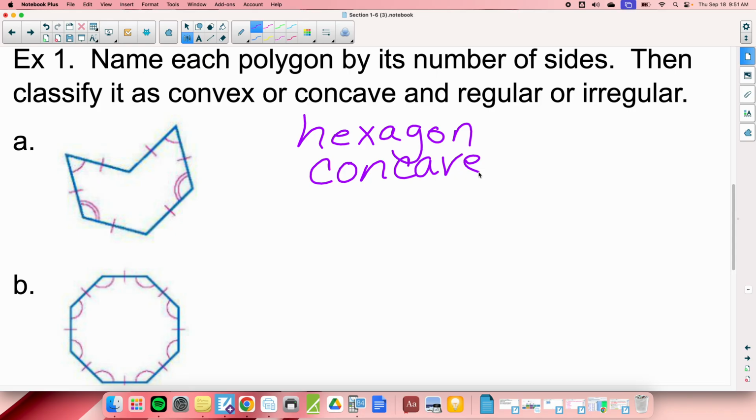Then for it to be regular, every single side has to have the same amount of dashes and every angle has to have the same amount of arcs. Is this regular? No, because these two have 2 arcs, this one has none, and those two have 1. So then we say it's irregular. It's just IR in front of regular.